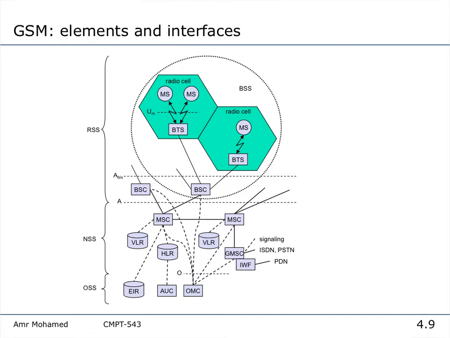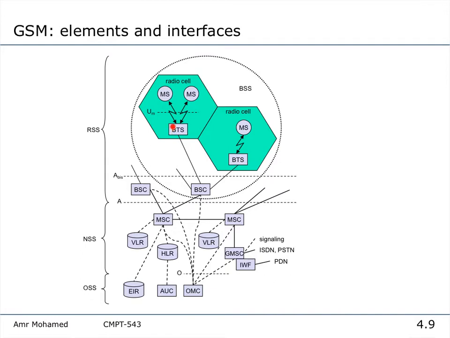So we have the radio subsystem. The radio subsystem is composed of, again, the mobile station and the base transceiver station. The base transceiver station is the base station, the tower itself. The base station is connected with multiple mobile stations through what we call the air interface. We talked about the interface, which actually implements the bearer services in terms of data service.